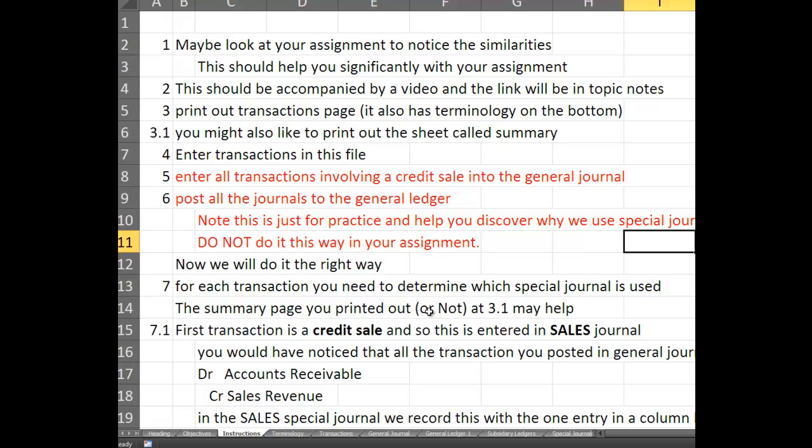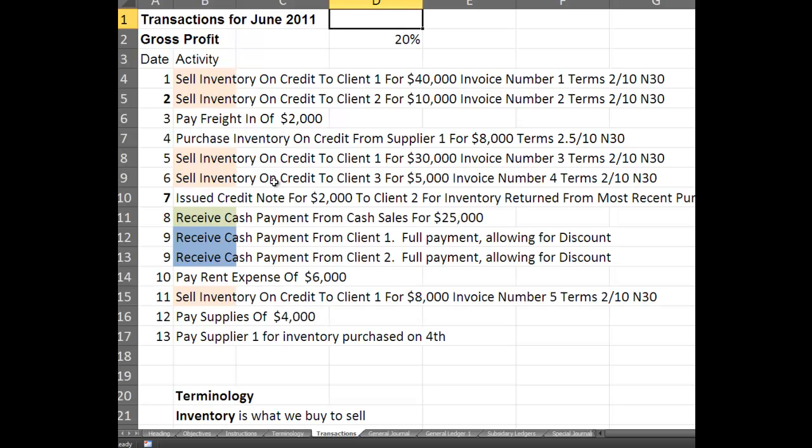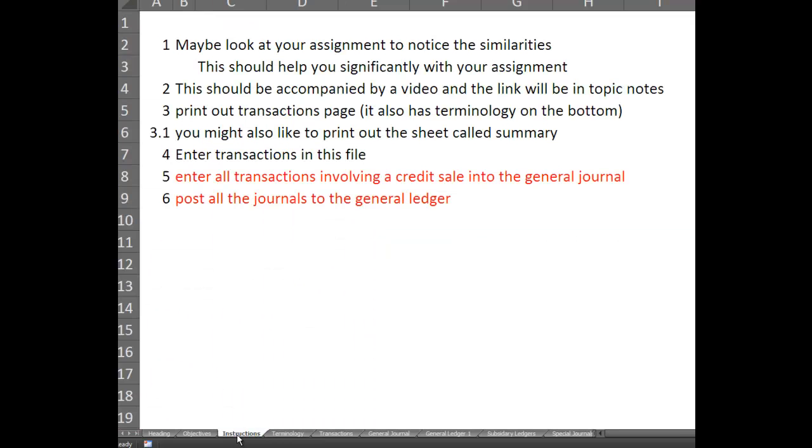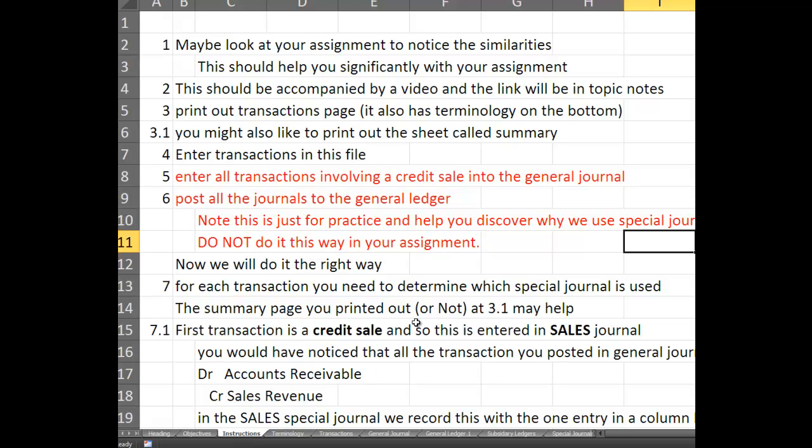Print out the transaction pages, and I've put terminology on the bottom because it all fits on one page. So I'm suggesting you print out the transaction page. We've got 13 transactions, and there is also terminology which will come on the bottom of that. Then there's a sheet a bit later which is called a summary, which you might like to print out as well. Then enter the transactions into this file.